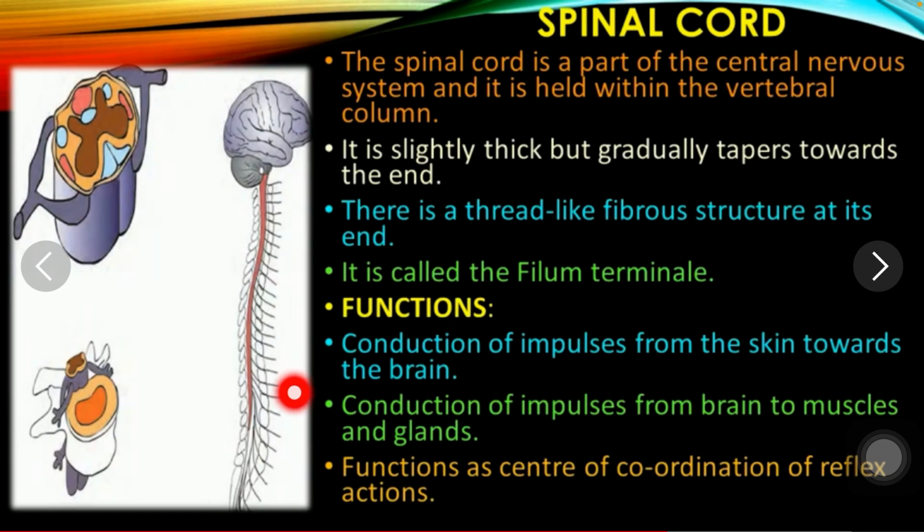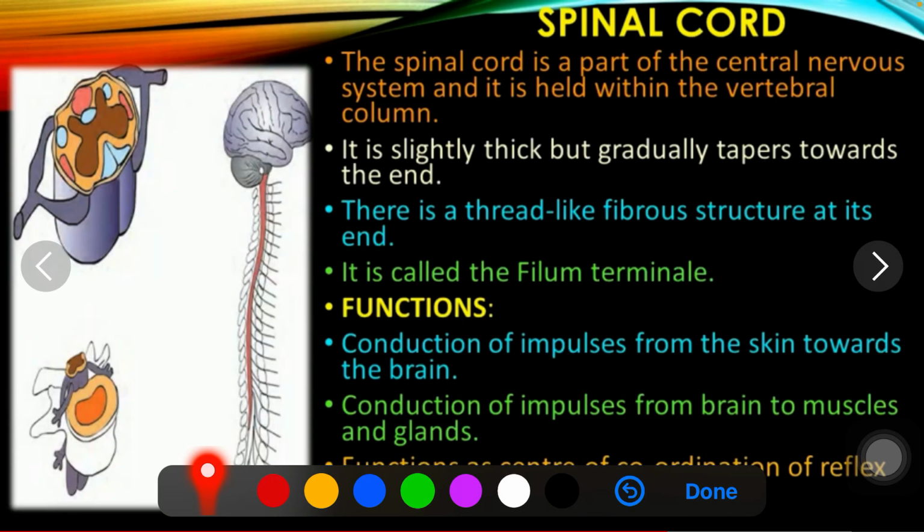There is a thread like fiber structure at its end. As you can see here, ये end में क्या है, thread like structure हो गया. Okay, it is called the filum terminale. ये जो end वाला है, that is called filum terminale. Now, student, what is the function of the spinal cord?